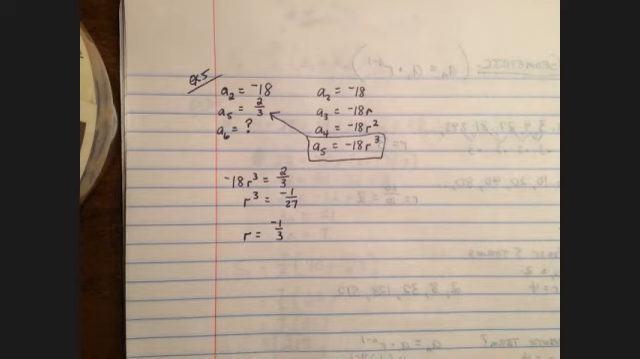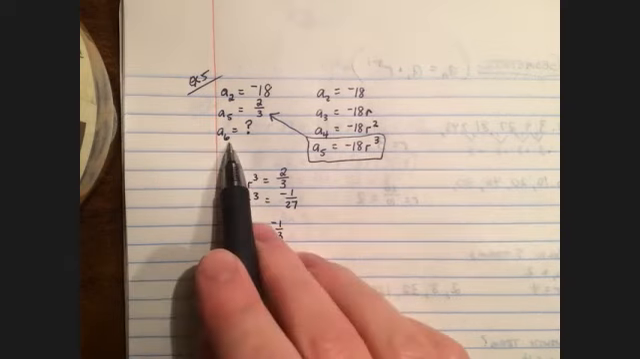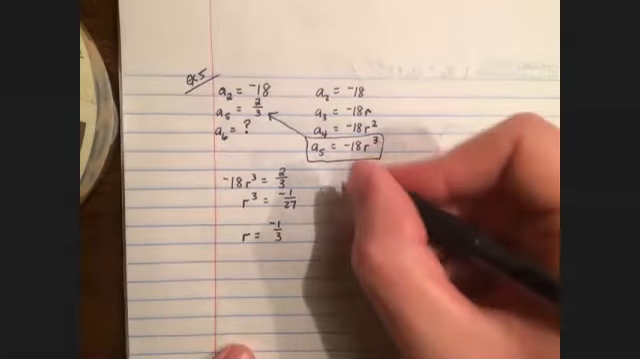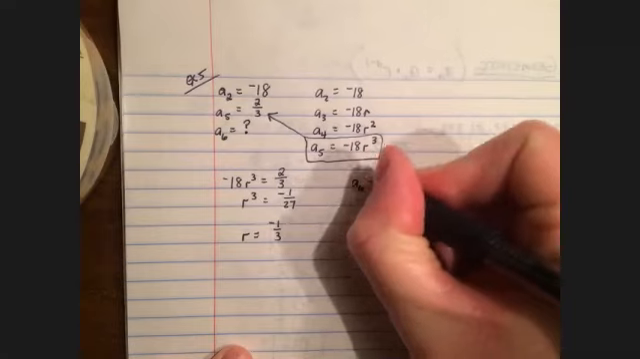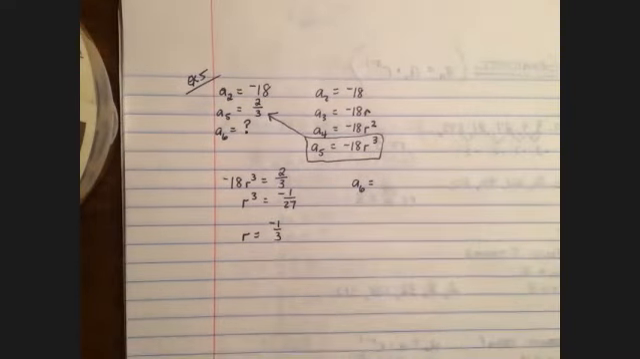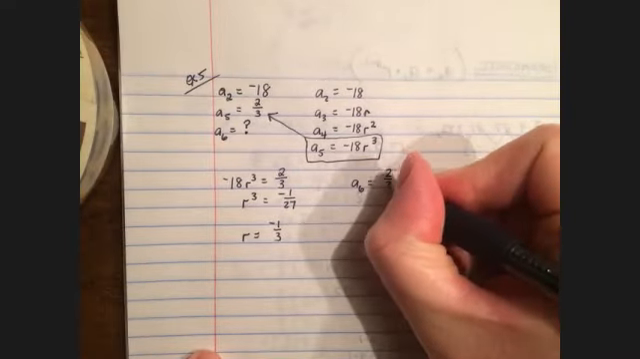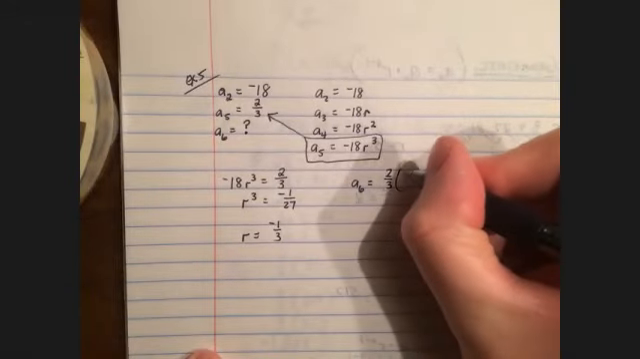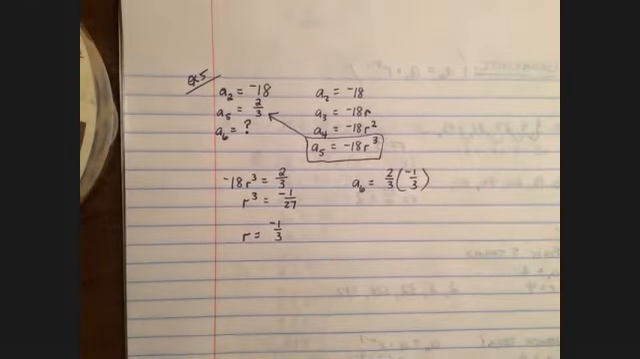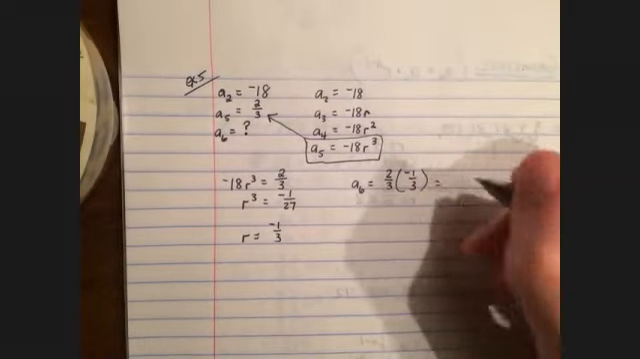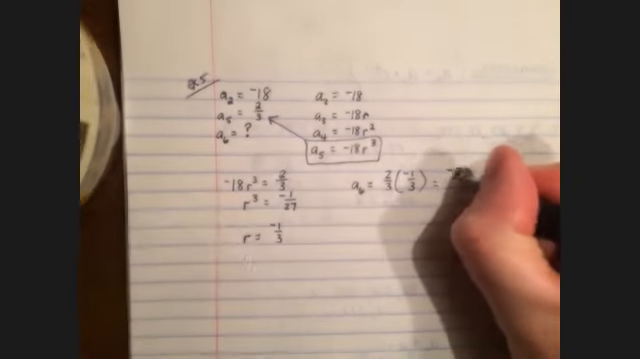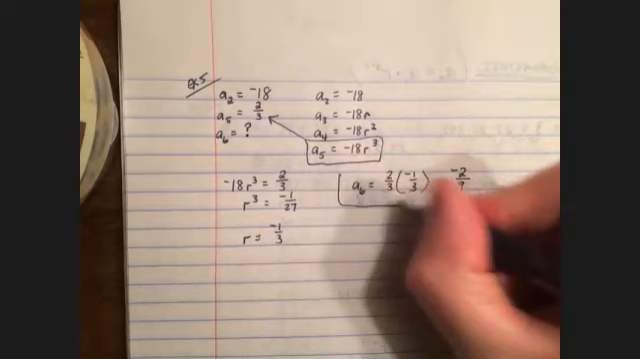Okay, so in example 5, we now know that R is negative 1/3, and the question is, what is the sixth term in our sequence? Well, our sixth term would simply be our fifth term, 2/3, times our common ratio, negative 1/3. So we're looking at negative 2 over 9 as our sixth term.